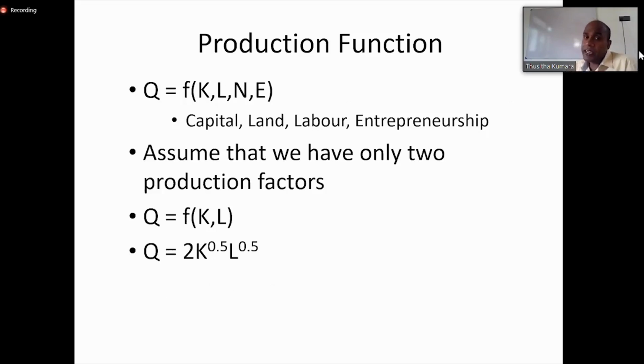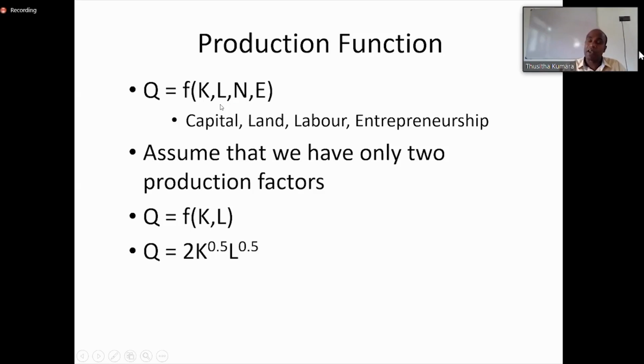Then we can define a production function like this. Output is a function of capital, land, labor, and entrepreneurship. What are these? K, L, N, E, or capital, land, labor, and entrepreneurship. What are those? Those are the production factors. We learned, so we have a technical relationship between inputs and output. These inputs are the production factors: land, labor, capital, and entrepreneurship. They are the production factors.